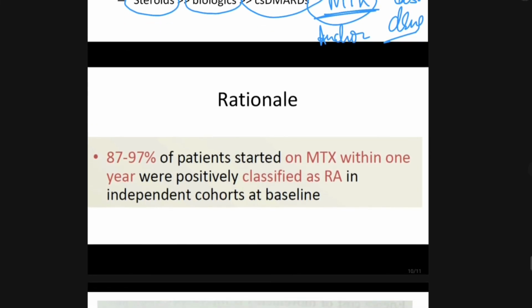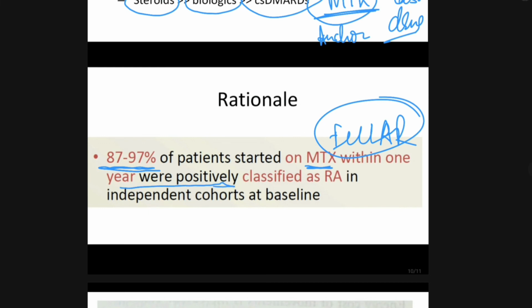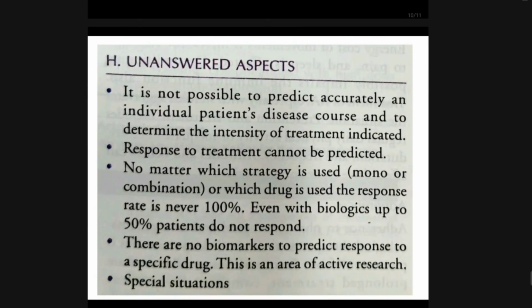Now the rationale of this whole treatment and the EULAR criteria is that studies have seen that about 97% of the patients who have been started on methotrexate using these EULAR criteria, even if they are rheumatoid factor negative and do not have radiological features, become positively classified as RA, even based on your old criteria of 1987, within a span of 1 year. So these criteria are working and they are preventing disease progression in RA patients.